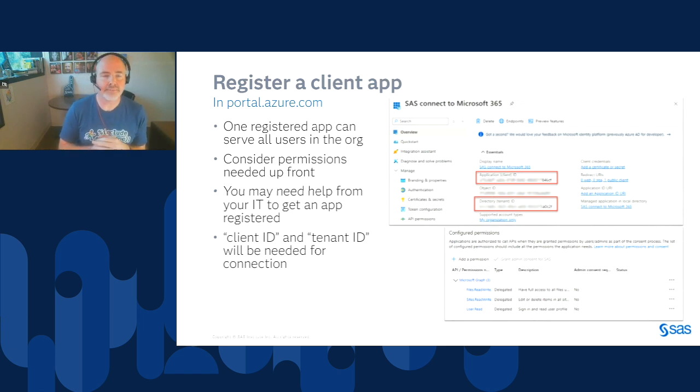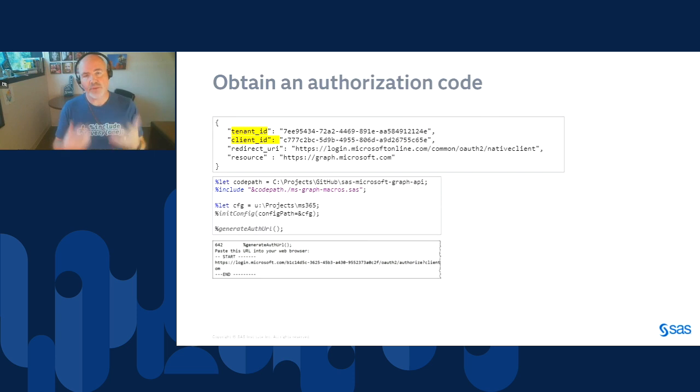The keys that you're going to need from your app as you register it are the client ID, which is the specific app ID for the thing that you've registered, and your tenant ID, which will be the overall global tenant ID for everybody in your organization. Once you've registered all of that and you've got a tenant ID and a client ID, you're going to need to be able to access those parts of the information from within your SAS program.